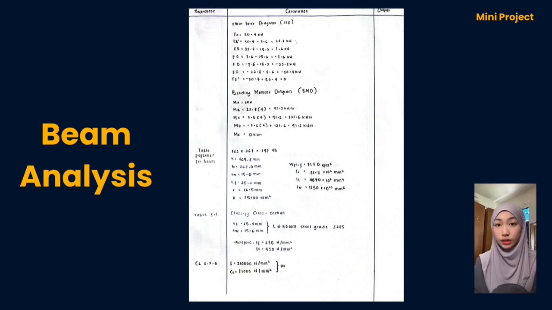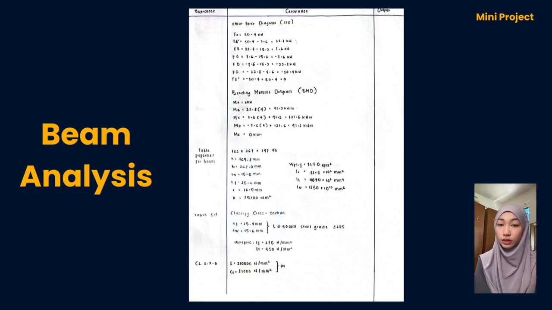So for classifying the cross-section, I refer to table 3.1 in Eurocode 3. tf is 25.4 mm and tw is 15.6 mm, meaning that the t is less than or equal to 40 mm. The steel grade is S275. Therefore, the fy is 275 Newton per mm square and fu is 430 Newton per mm square. So for E and G value, it's a fixed value.